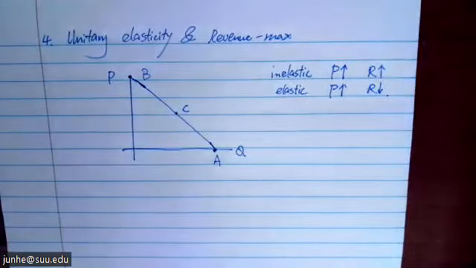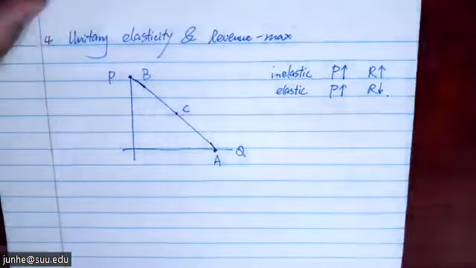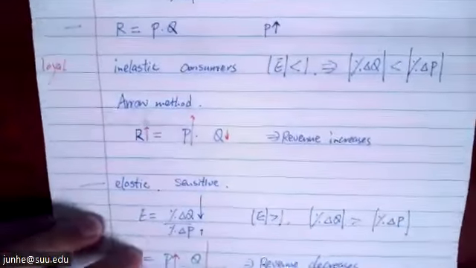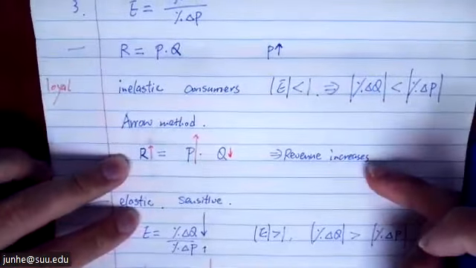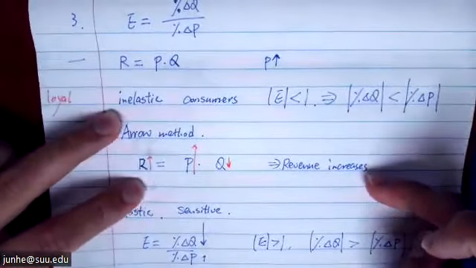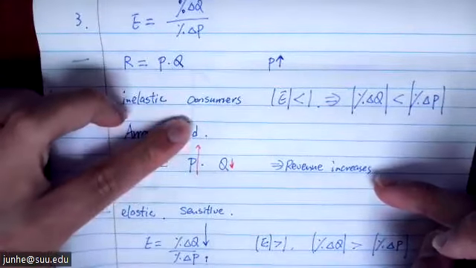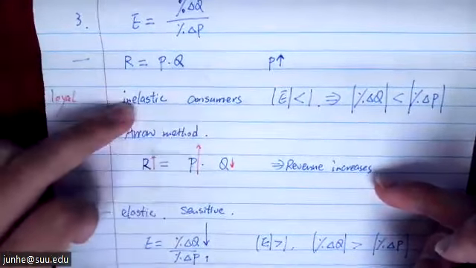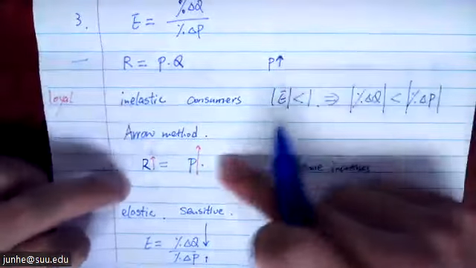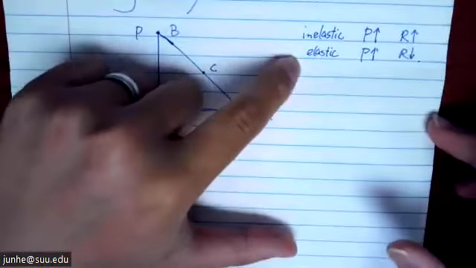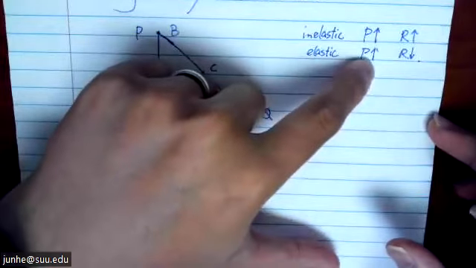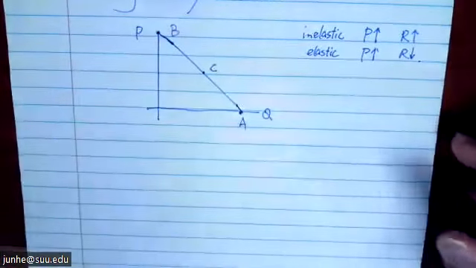Okay, so now let's move on to question 4. In question 3, we used the arrow method to find the relationship between revenue and the category of elasticity for those consumers. Basically, if the consumers are inelastic, facing a price increase, the revenue will increase for this firm. And if the consumer is elastic, the price increase will lead to revenue decrease for this firm.